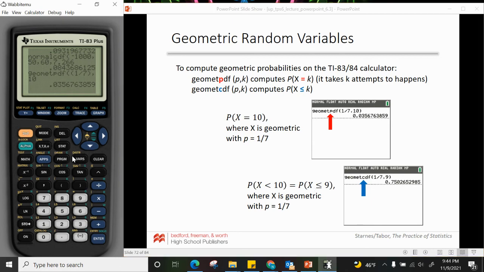All right, to do that, you go second, distribution, go all the way down to geometric CDF. All right, 1 divided by 7, comma, how many now? It's 9. If I want to include 9, press enter, boom, 0.75, or about 75% of the time.